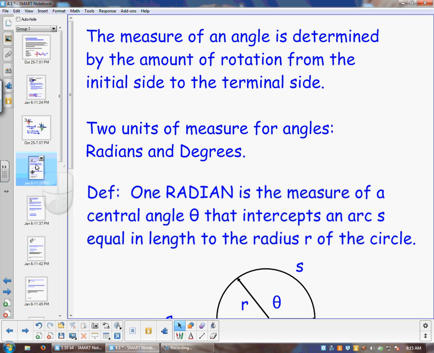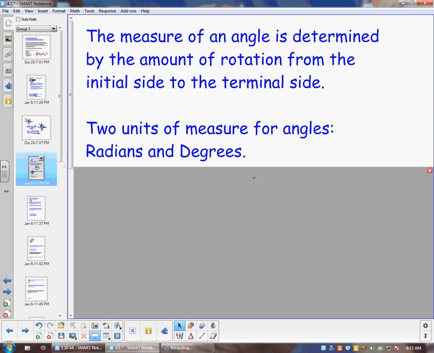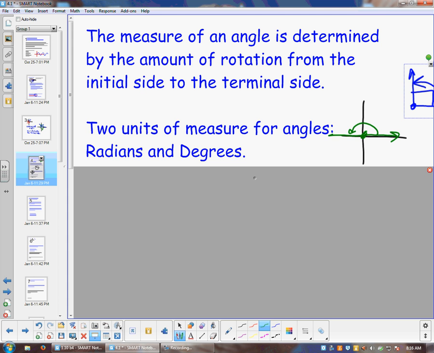So the measure of an angle is determined by the amount of rotation from the initial side to the terminal side. There are two units of measures for angles, radians and degrees. You're already familiar with how degrees work, so you know that if you have an angle that measures like this, for example, that is a 90-degree angle, right? That would be the angle of rotation here. If we had an angle that measured 180 degrees, for example, it would look like this.